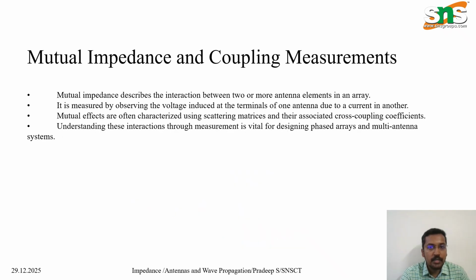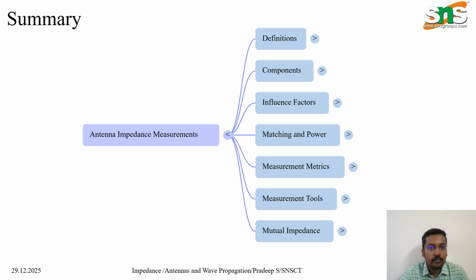Mutual impedance describes the interaction between nearby antenna elements, especially in antenna arrays. It is measured by observing the voltage induced in one antenna due to current flowing in another antenna. These interactions are important in phased arrays and multi-antenna communication systems because coupling affects overall system performance.